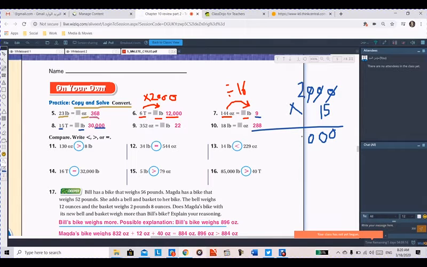And then 2 multiplied by 15 equals 30. So the answer is 30,000. Okay, the same here and the same here. Do it by yourself. Okay, next one, 11.